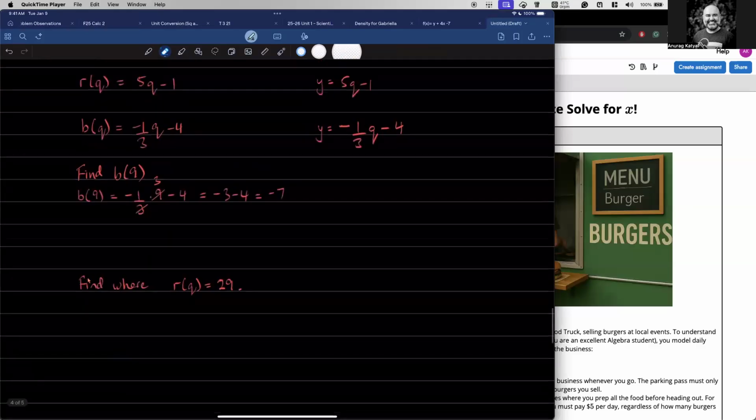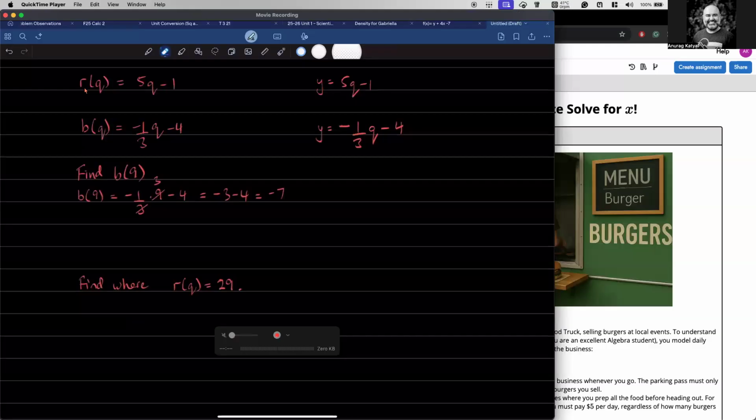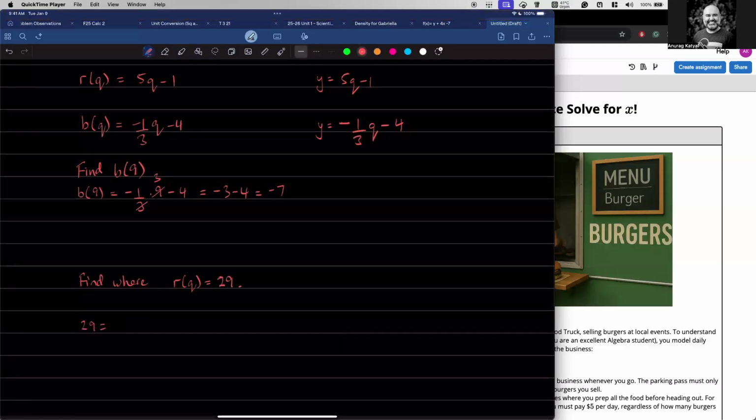Would that make sense? I'm telling you that R is 29, and I want you to find what Q is. Replace R with 29 and solve for Q. Isn't this what we've done before? How would we solve this equation?